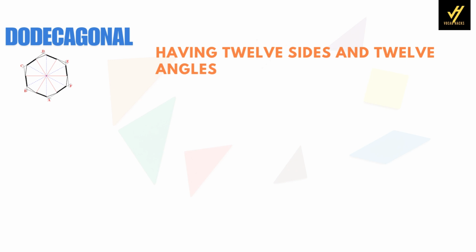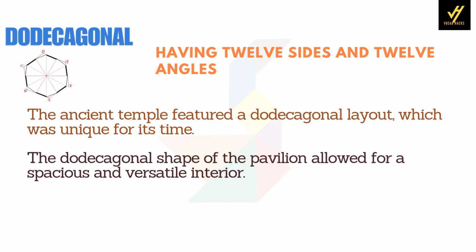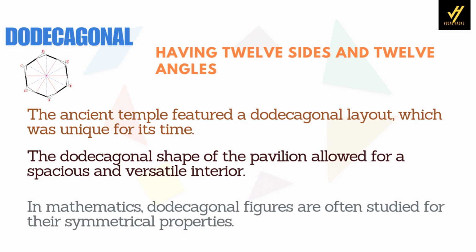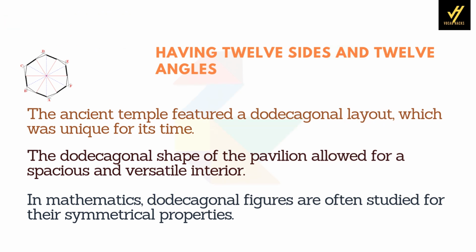Dodecagonal, having 12 sides and 12 angles, the ancient temple featured a dodecagonal layout, which was unique for its time. The dodecagonal shape of the pavilion allowed for a spacious and versatile interior. In mathematics, dodecagonal figures are often studied for their symmetrical properties.